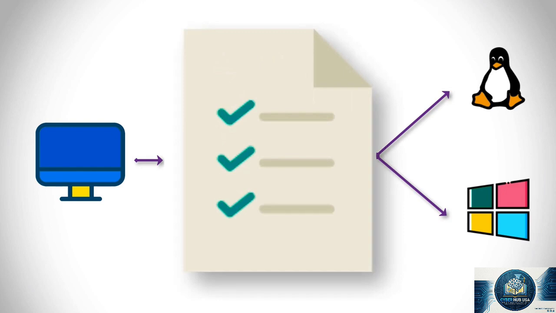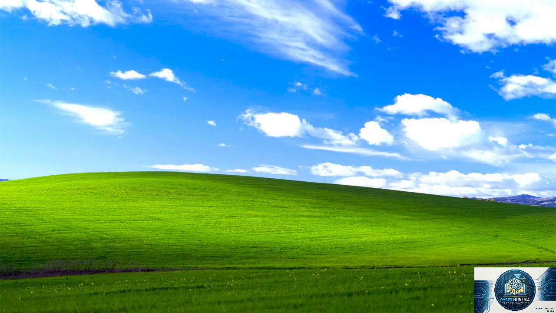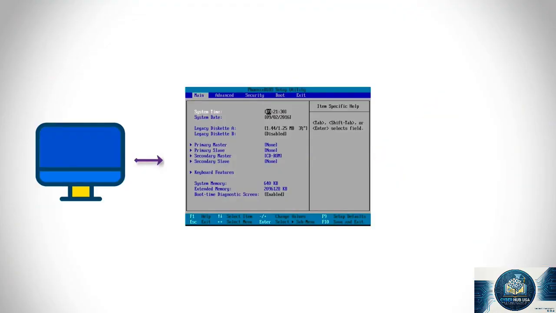Okay, so what happens with those 512 bytes? The hardware blindly reads those 512 bytes, loads them directly into the system's active memory at a specific hexadecimal address, usually 0x7C00, and just instructs the CPU to start executing whatever code is sitting there.